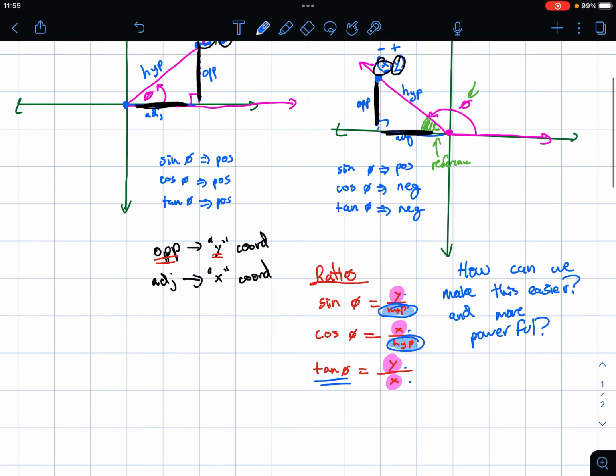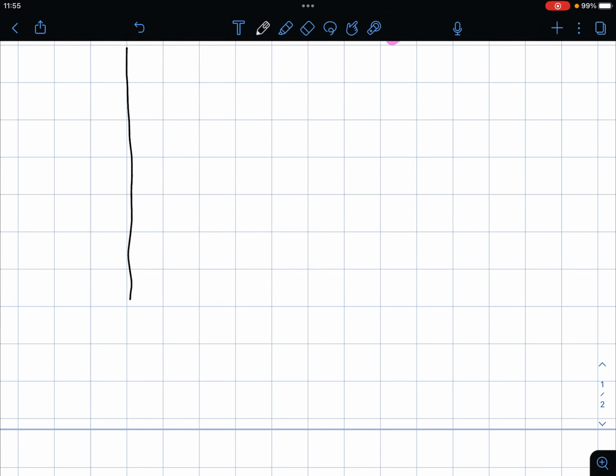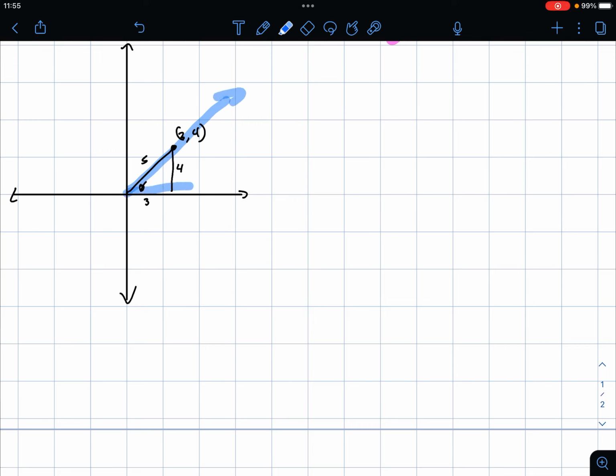And let's recall something about similarity. So if I build a grid, coordinate plane, and let's say I have a point in quadrant 1, and let's use the point 3, 4, just for simplicity's sake. And I know that a 3, 4, 5 triangle is going to make a hypotenuse of 5, an opposite of 4, and an adjacent of 3 for some angle theta if we build out our angle in standard position.